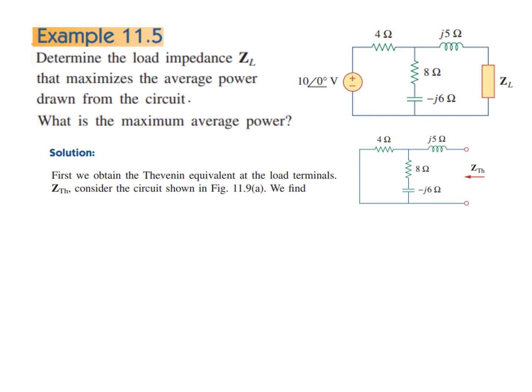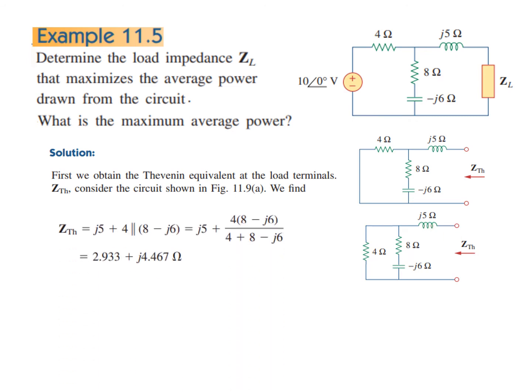Okay, so the first thing we need to find is Z Thevenin. We remove the load and short circuit the voltage source to find Z Thevenin. I hope you have learned this from Thevenin's theorem. And now you can see this 4 is in parallel with this, and then added with J5. So first of all we solve this in parallel, then we add J5 for Z Thevenin.